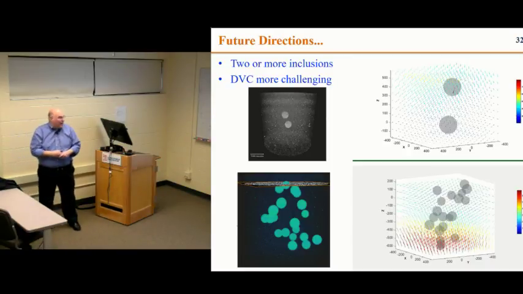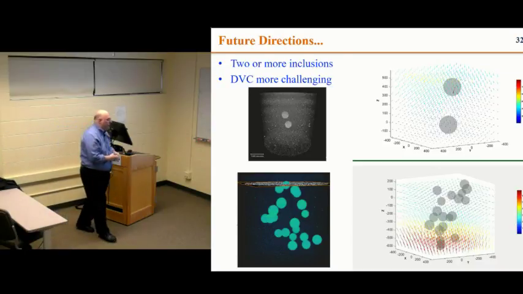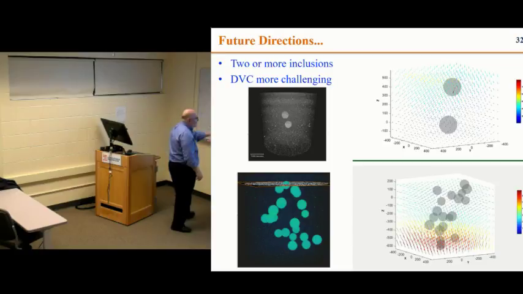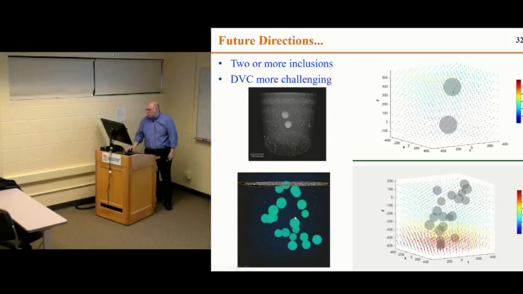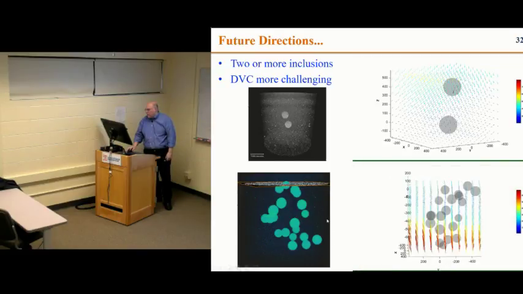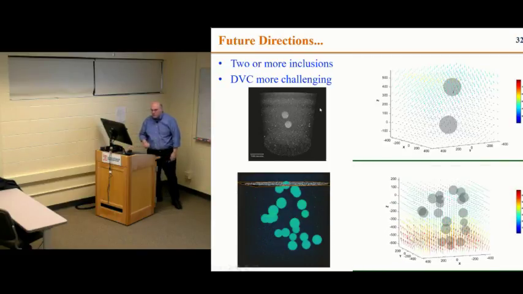The problem is that you cannot correlate over or through, let's say, particles. So they have to be eliminated from the correlation. And that can be very difficult, especially when you start getting more and more particles. So with a handful of particles, we can get some sort of results.